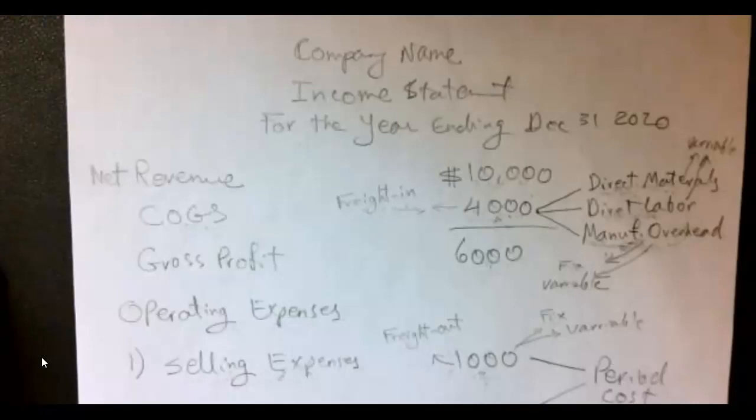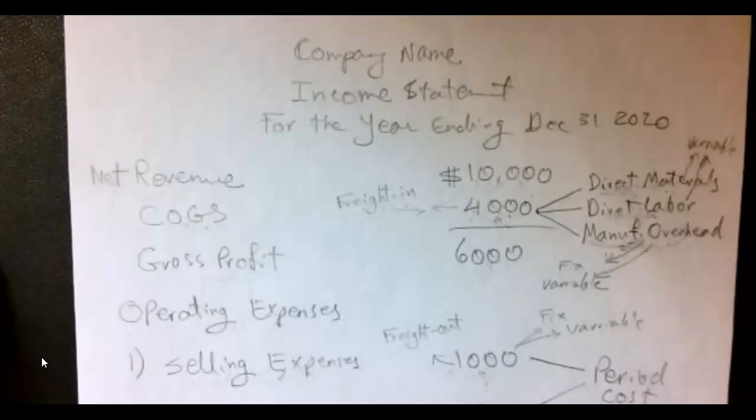In regards to manufacturing overhead, your so-called manufacturing overhead cost might be fixed, like factory rent, like factory equipment depreciation, like factory manager salary, right? Those might be fixed. But there are some things that might not be fixed, might be variable. So manufacturing overhead might be fixed or might be variable. Direct material and direct labor are always variable.